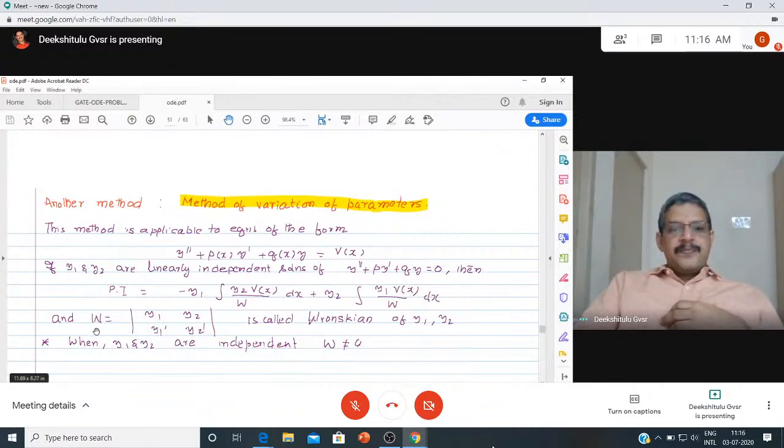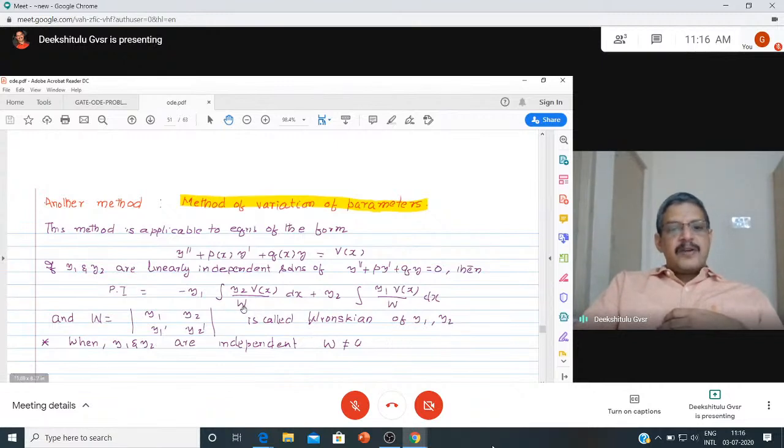So then what is W here? The only term that we haven't studied is W. This is called the Wronskian. W, the Wronskian, is defined as the determinant whose first row is y1, y2 and whose second row is y1 dash, y2 dash. The determinant of this is called the Wronskian of y1 and y2.